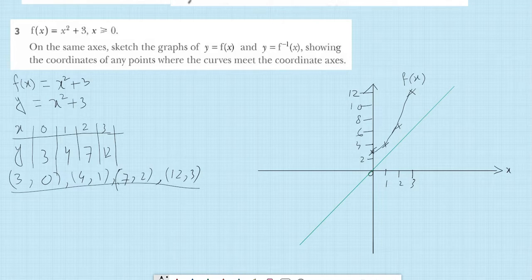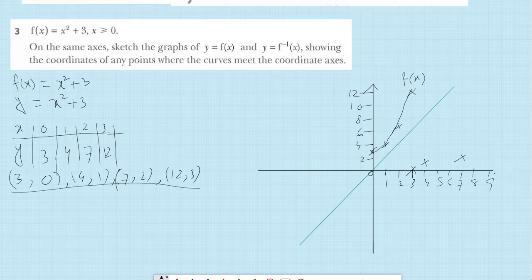(3, 0). This is the first point. (4, 1). This is 4 and this is 1. (7, 2). 5, 6, 7. This is 7. This is 2. And finally (12, 3). Sorry, (12, 3). 7, 8, 9.